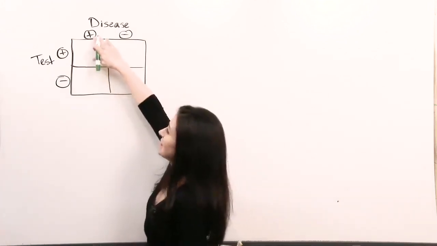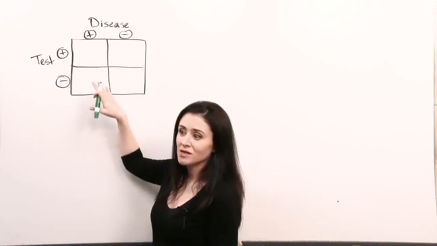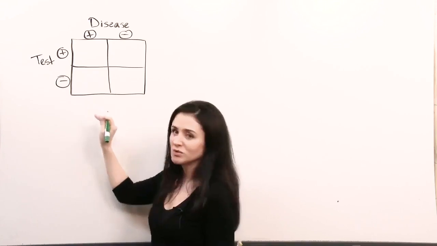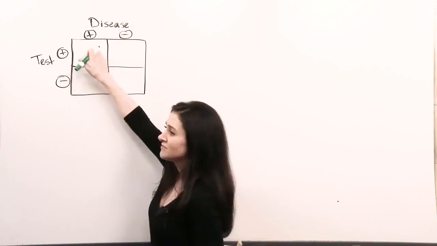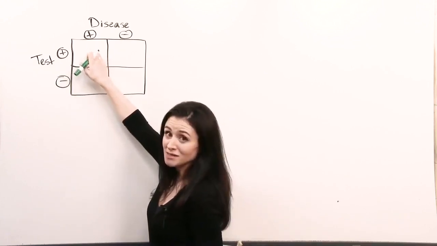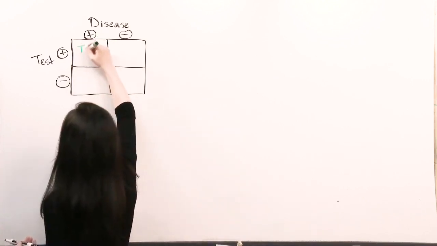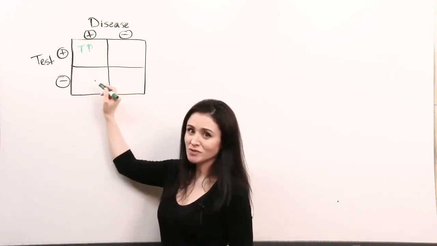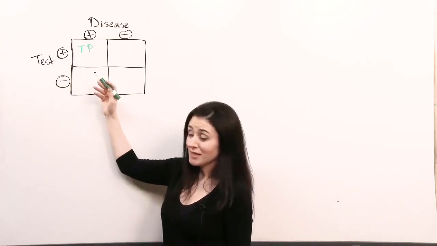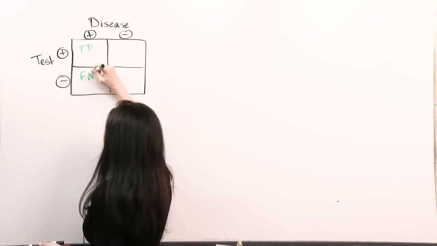All right, so in the disease positive column, these people have the disease no matter what. Regardless of what their test result says, we know that they have the disease. So if they have a positive test result, that test is correct. That is a true positive test result, TP for true positive. And if they get a negative test result, that's not correct. That test is wrong because we know that they have the disease. So this is a false negative.